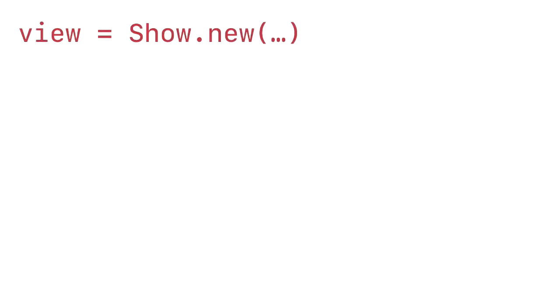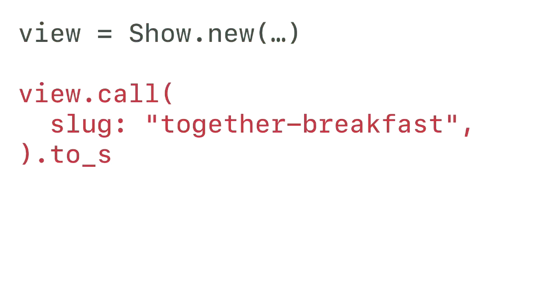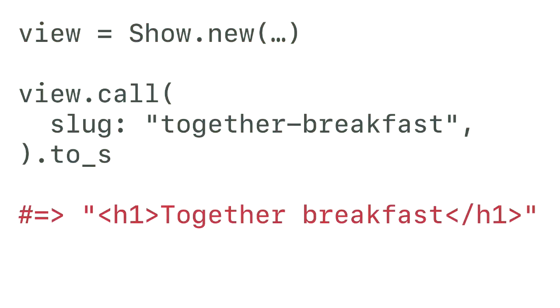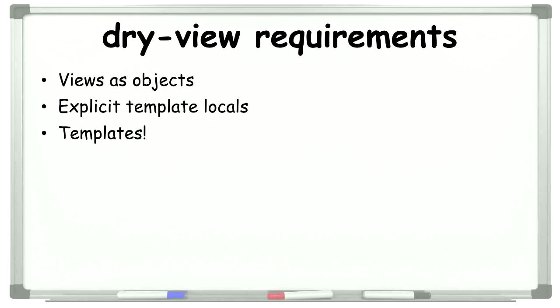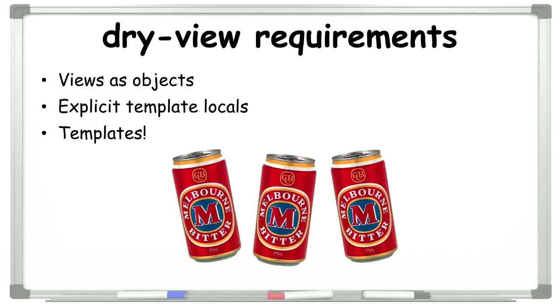So with that template in place, well, we can go back to our view object and call it, passing in a slug for the article. And look, here is our rendered view. Nice and simple. 1, 2, 3, I think we are done. Early mark, everyone.